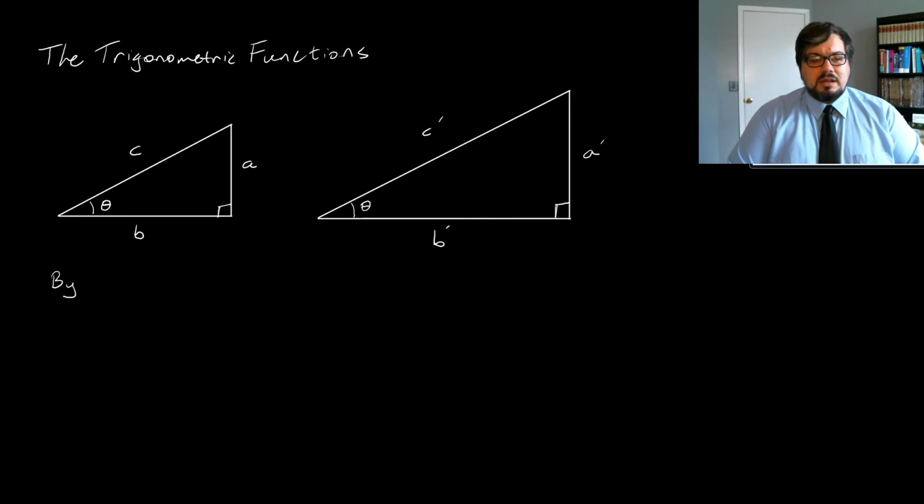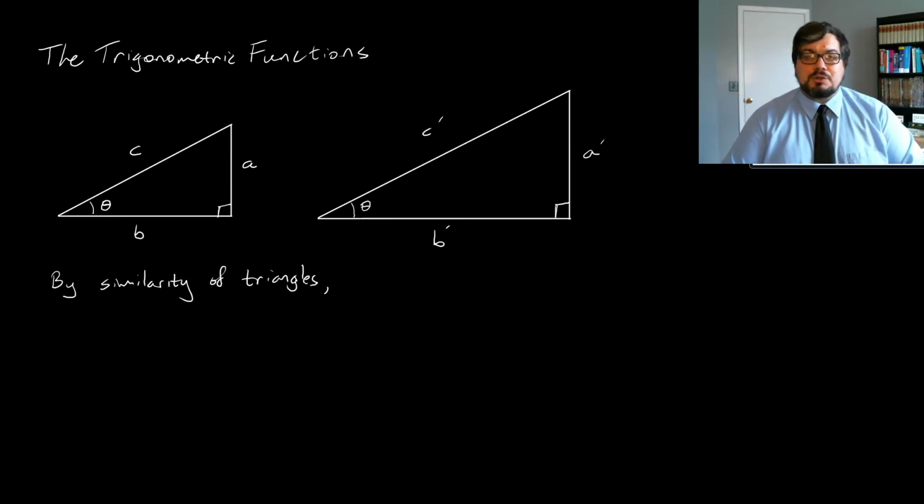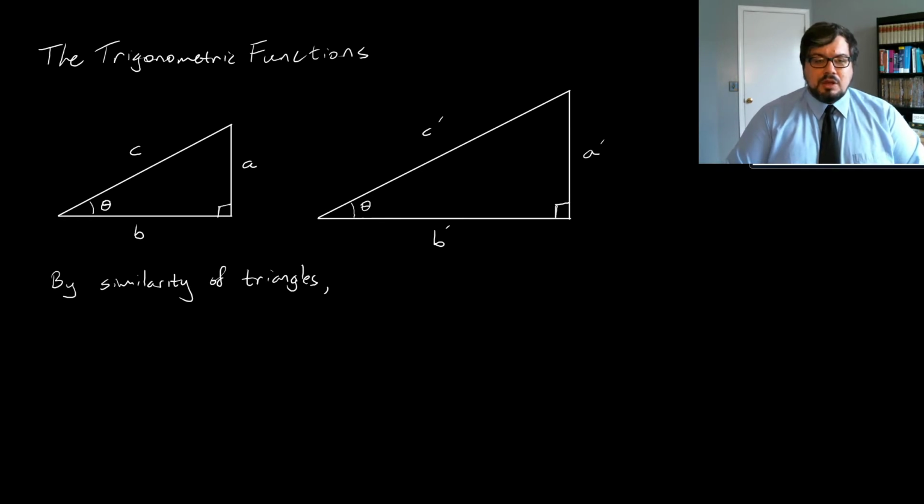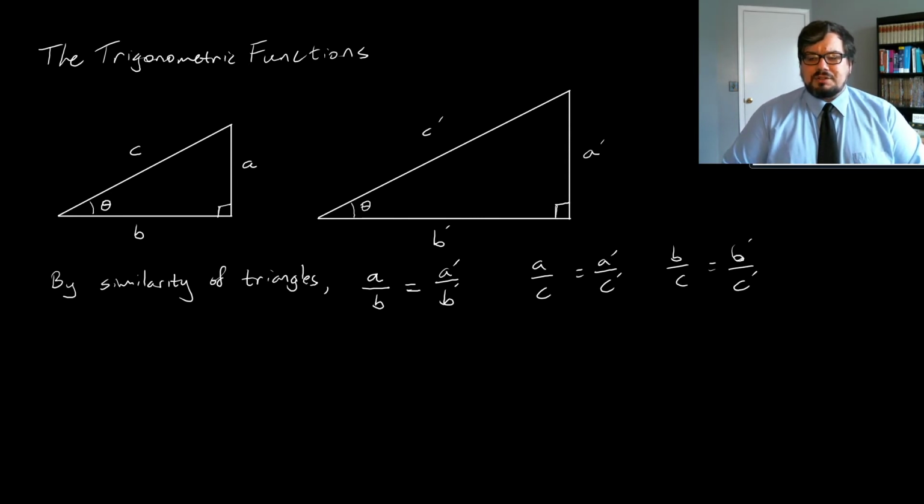So, by similarity of triangles, we have that corresponding ratios are equal when we look at the lengths of sides for the two triangles. So for instance, we have that A over B is equal to A prime over B prime. And we have that A over C is equal to A prime over C prime, B over C is equal to B prime over C prime, and so forth and so on. We've got these various ratios that we can take.